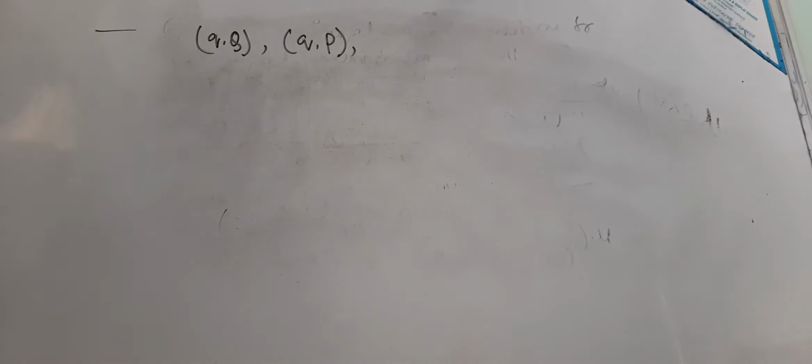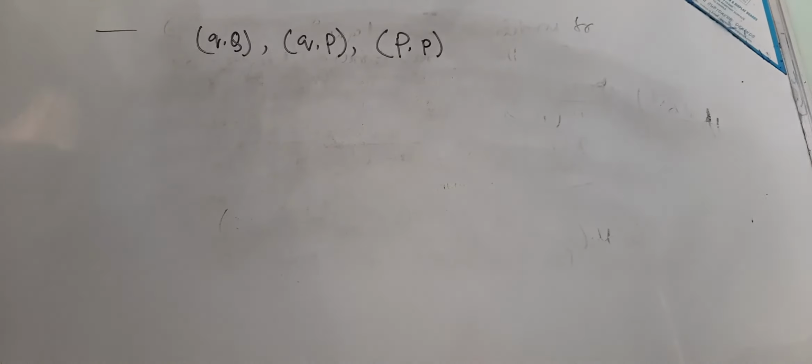So the four possibilities are small p and small q, or you can write down small q, capital Q. This is one possibility. Another possibility is small q, capital P. Another possibility is capital P, small p. And another possibility is small p and capital Q.